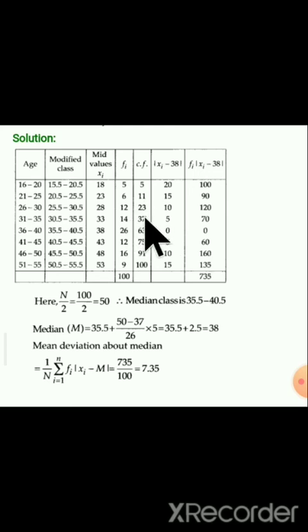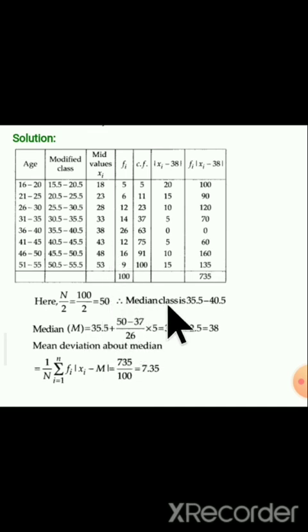14 plus 23 is 37. 26 plus 37 is 63. 12 plus 63 is 75. 16 plus 75 is 91. 91 plus 9 is 100. Therefore, n by 2 equals 100 by 2, that is 50. So here it is 50.